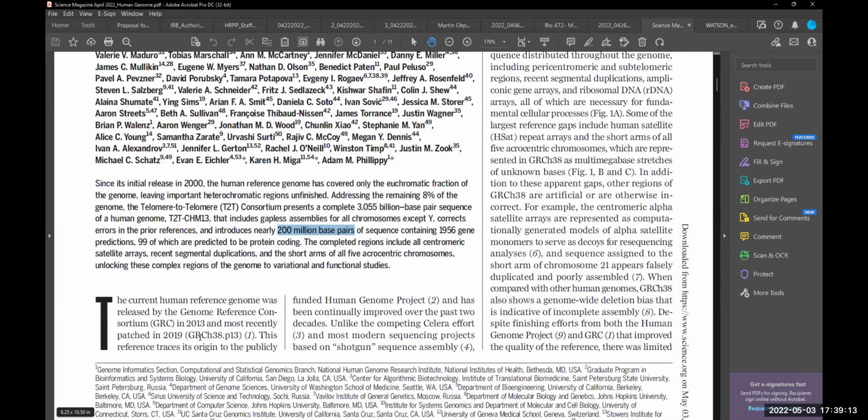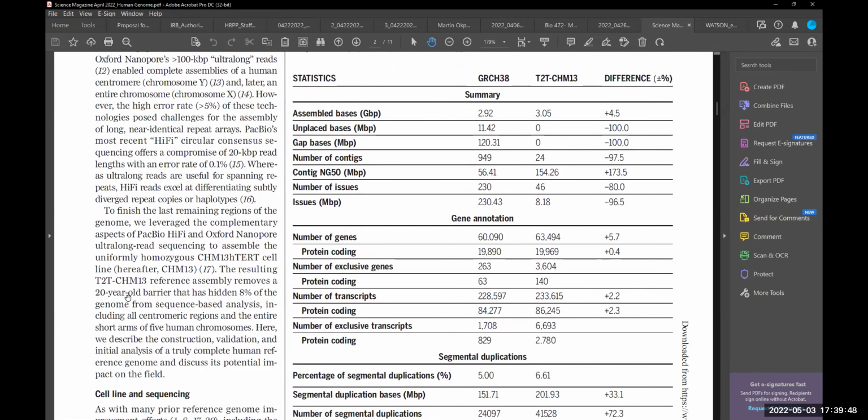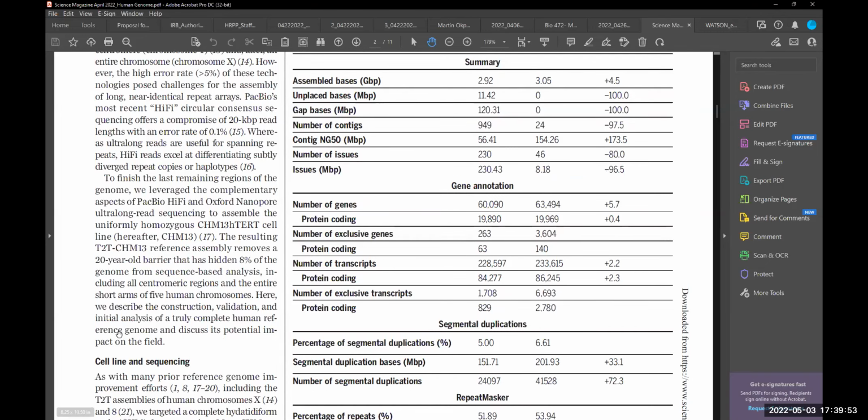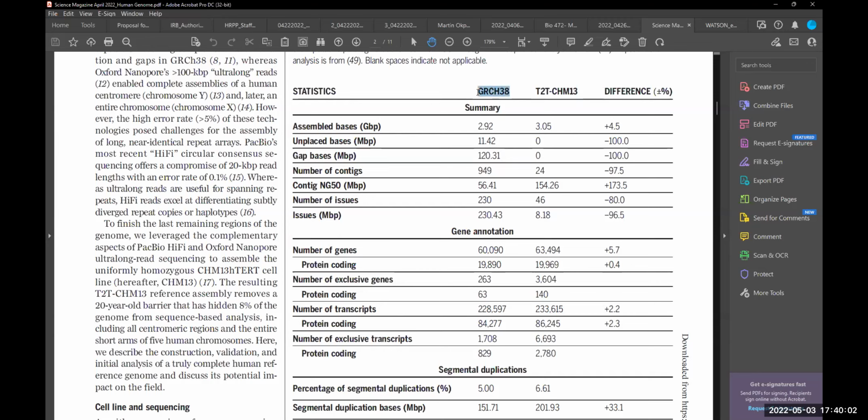So first of all, in 2001, only the euchromatic DNA sequence was released. Then in 2013, another batch came, and then the complete one came in 2022, April 1. Now, this was the original human genome work. So I will fast forward a little bit, and I want to bring you to this table. This table compares the chromosomal DNA sequence in 2013 with what is released now, T2T, CHM13. So these are the differences.